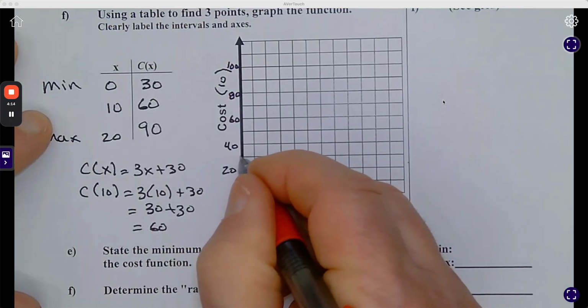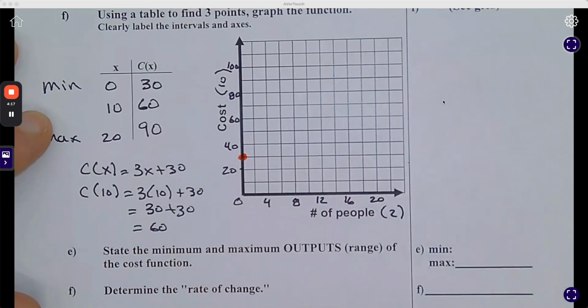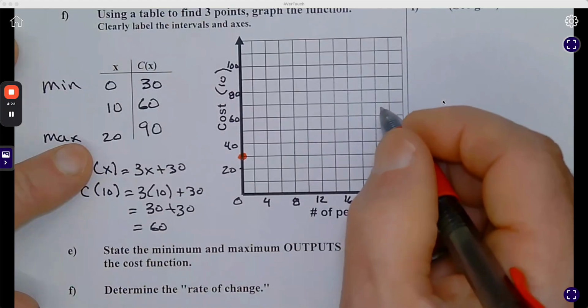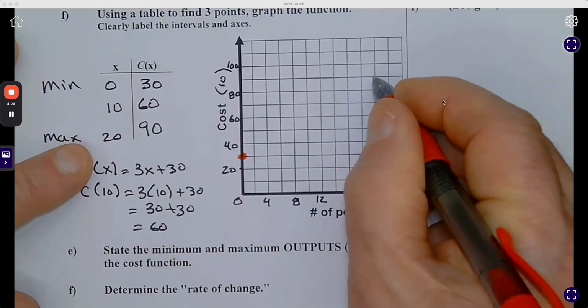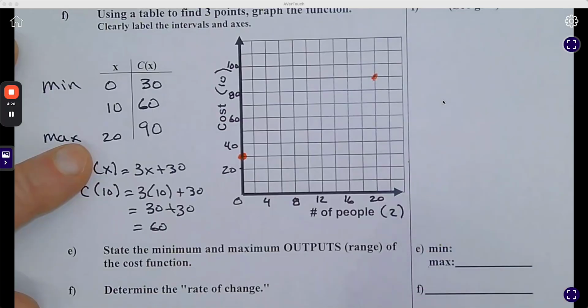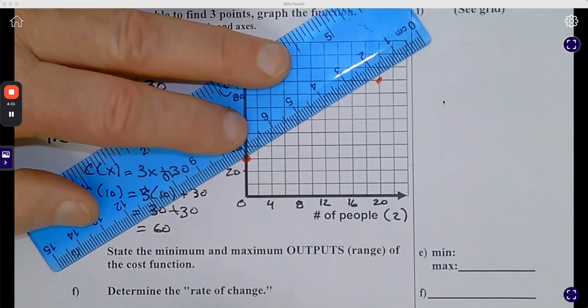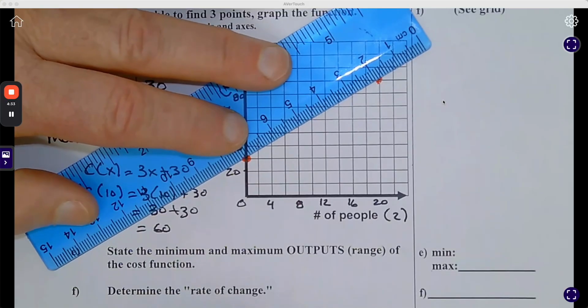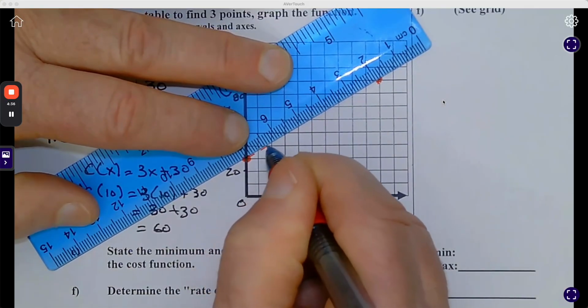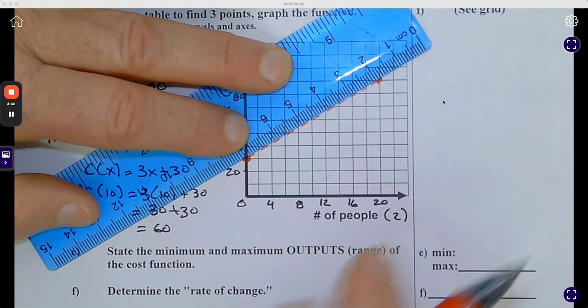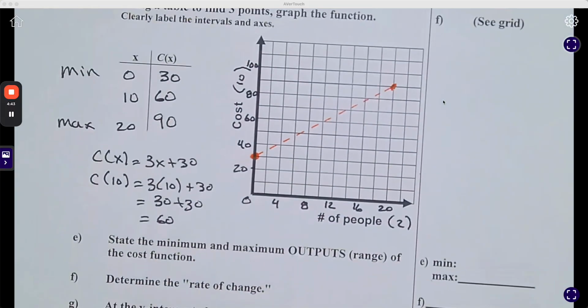Okay, let's plot some points. 0, 30. No one showed up, but you still got the cake. At least you got cake. Now I'm going to do the 20, 90. That's going to be right here. And then I'm going to go ahead and graph the function. Remember, it's discrete, so I'm going to make a dashed line to show the reader that not all values between 0 and 20 are valid. We're restricted. You can only have whole numbers. 1, 2, 3, 4, 5. All right? And 0.